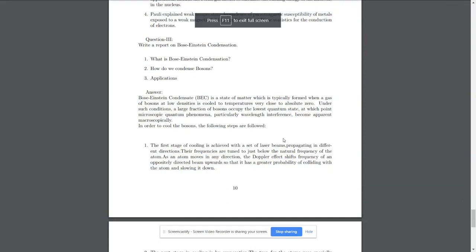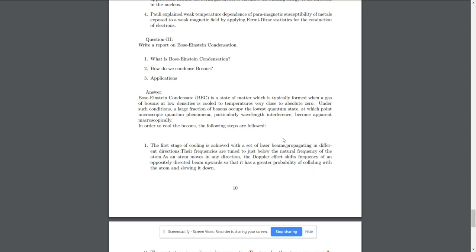In the third question, we have to write a small report on Bose-Einstein condensate, explaining what is Bose-Einstein condensate, how do we condense bosons, and its various real-life applications. A Bose-Einstein condensate is a state of matter that occurs when extremely low density gas is cooled to near zero temperatures. Since multiple bosons are allowed to occupy the same energy state, upon cooling, all the particles occupy the lowest quantum state. In such an ensemble, the microscopic quantum phenomena such as wave function, interference, etc., become apparent macroscopically.